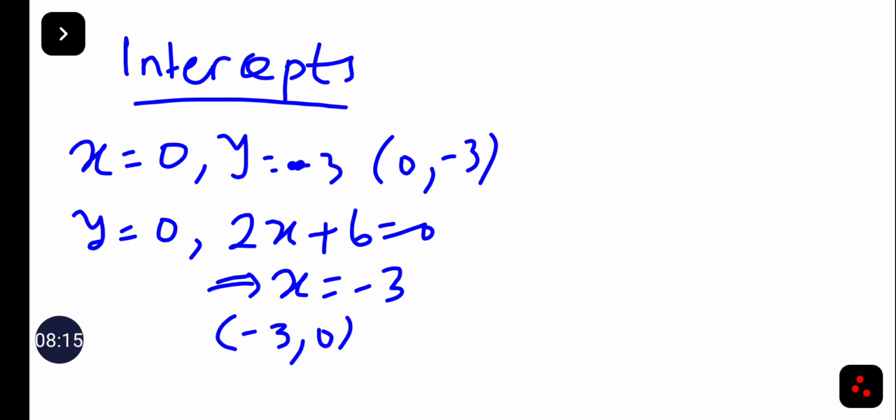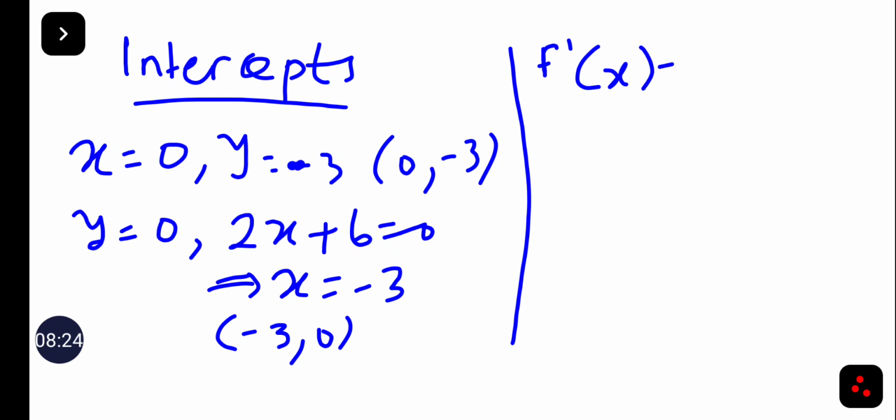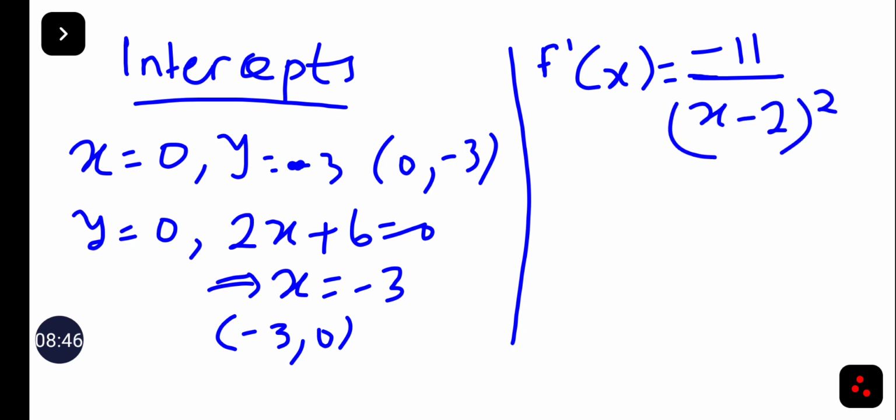Okay, having looked at the intercepts, we go straight away to obtain the derivative of the function, so that we are able to determine whether there are turning points or not. Since it's a rational function, when we obtain the derivative, we will use the quotient rule. When that is differentiated, we are going to have negative 11 over (x minus 2), all that squared.